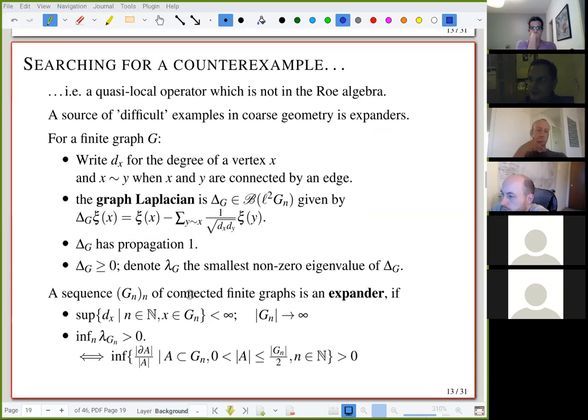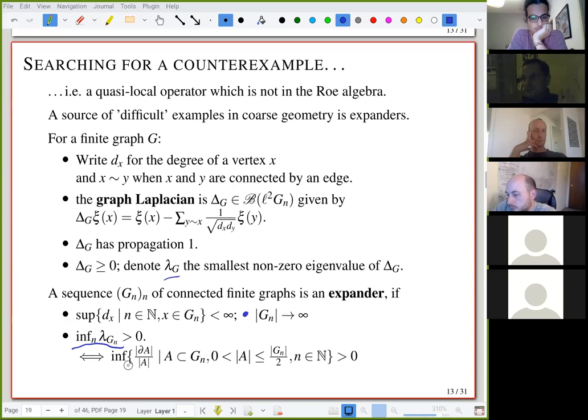So the definition of an expander for a functional analyst is this one. A sequence of connected finite graphs is called an expander if the following three conditions hold. The first one is that the degrees of all vertices in all graphs should be uniformly bounded by some number, right? The second condition is that the graphs should get larger and larger as we go to infinity. And the third one, this is the most tricky one, is that for each graph we consider the smallest non-zero eigenvalue of the graph Laplacian, and we require that all these, for all these graphs, are uniformly bounded from below by a positive number, right?